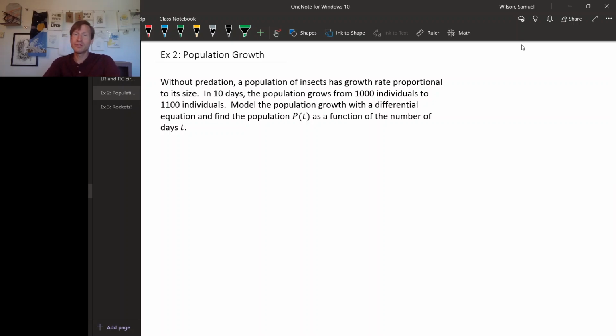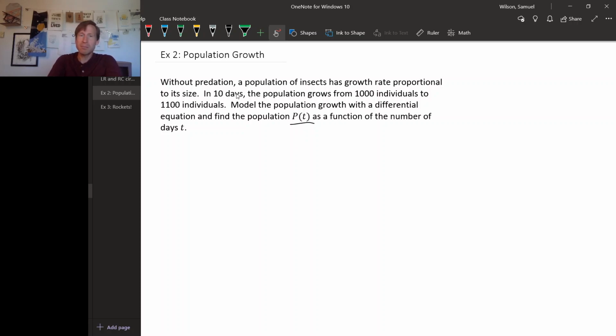As an example of the sort of situations we can model with linear differential equations, let's look at population growth. So let's suppose that we have a population of insects that without predation grows from 1,000 individuals to 1,100 individuals in 10 days. So let's model this population. So we'll find population function p of t.